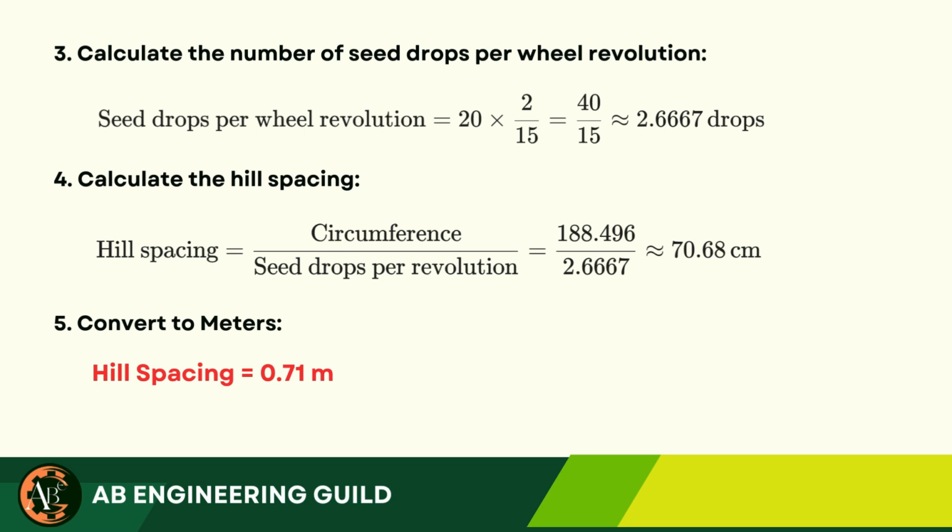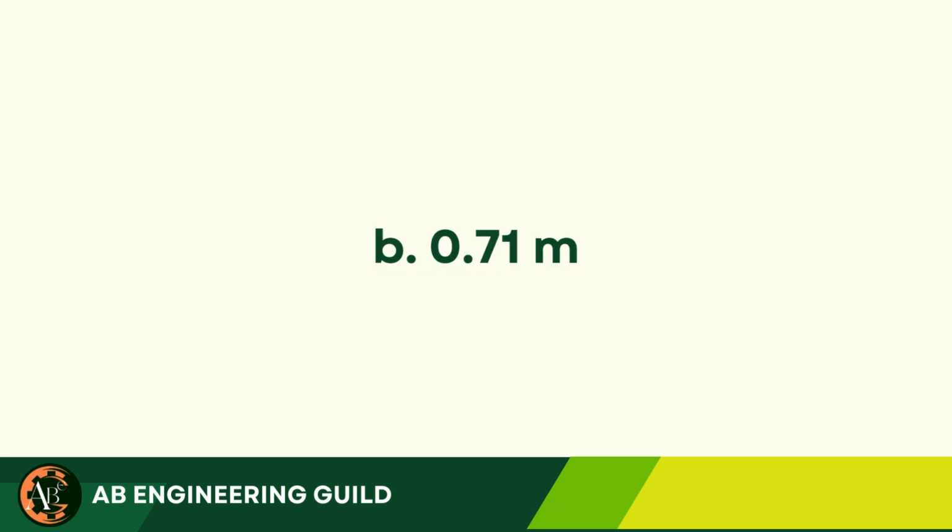Finally, we convert centimeters to meters. 70.68 centimeters is equal to 0.71 meters. So the hill spacing is about 0.71 meters. If the gear ratio were higher, the seed plate would rotate more often, dropping seeds closer together. If the ground wheel were larger, the spacing would increase. Every component plays a role in achieving precise planting.